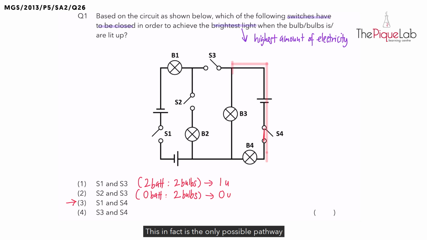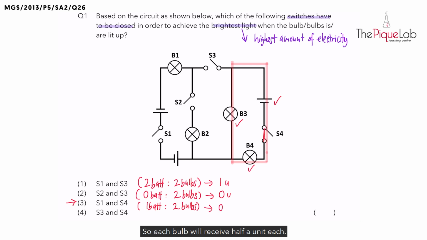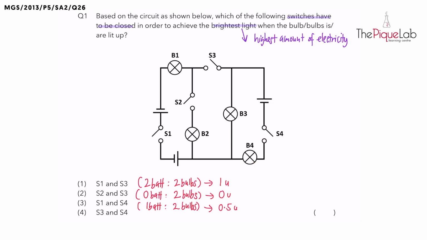This, in fact, is the only possible pathway that electricity can flow through when switches S1 and S4 are closed. How many batteries do you see in this pathway? There's only 1 battery producing 1 unit of electricity to be shared by bulbs B3 and B4. So each bulb will receive half a unit each. Let's erase this so that we can work on our last option, when we close switches S3 and S4.